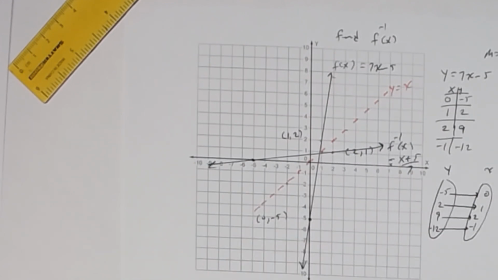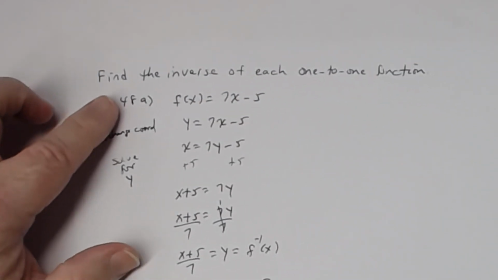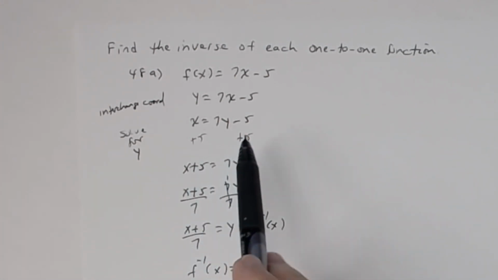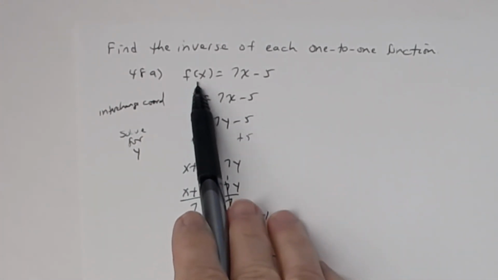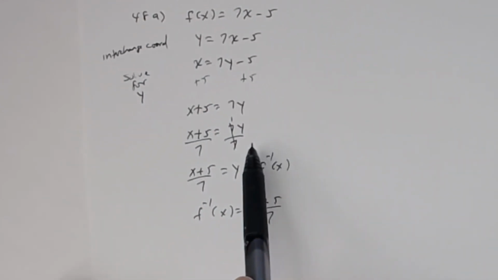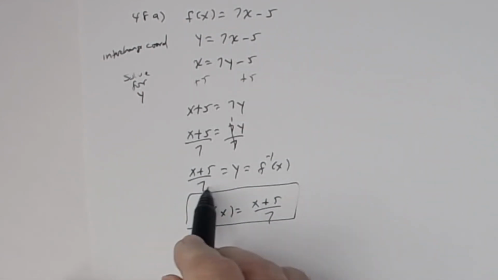All right, so those are some of the ideas that you learned when you went over those lessons on inverses. But for our problem here, where they ask you just to find the inverse, you're going to find the inverse algebraically and you do these steps. Replace f of x with y, interchange the coordinates, solve for y, and that becomes your inverse. So you have to write f inverse of x equals this expression right here. All right, so that's part A.